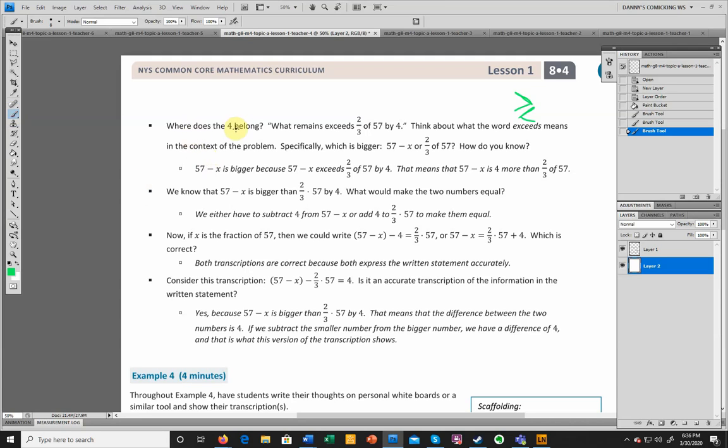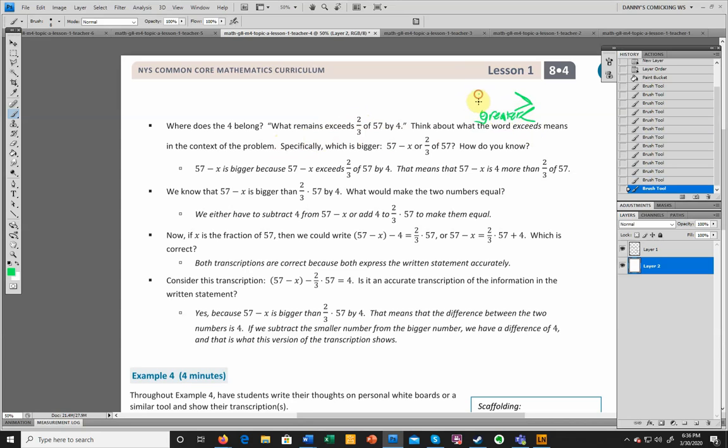So, we left off looking at where does 4 belong, and what remains exceeds 2/3 of 57 by 4. Now, when we say exceeds, exceeds means greater, always. So we're going to get rid of the less, and we're also going to get rid of the less than symbol. Okay.